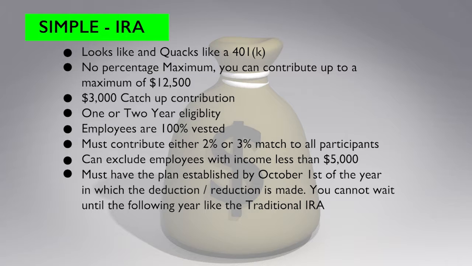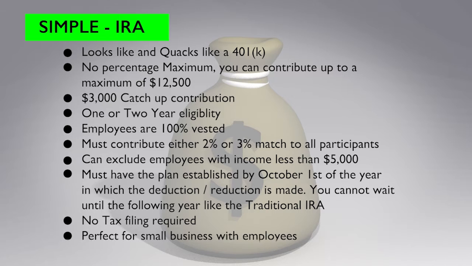The plan must be established by October 1st of the year in which the salary reduction is made. You cannot wait until the following year up to April 15th like other IRA plans. The reason for this is to show a period of salary reductions. Lastly, there is no tax filing required and there is no document required. It is a great plan for small businesses with less than 100 employees.